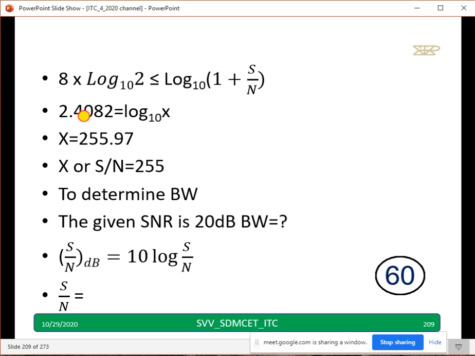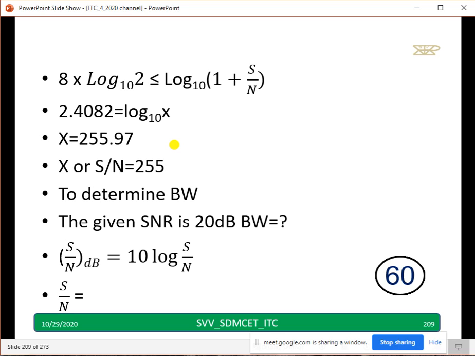So I want you people to calculate this. 2.4082 equal to log x to the base 10. I want x equal to, please calculate only these two steps now. How you calculate? 2.4082 equal to log x to the base 10. I want x equal to. Okay. I think Abhay Bhatt is typing 255.976. So I hope all of you know how to calculate this.